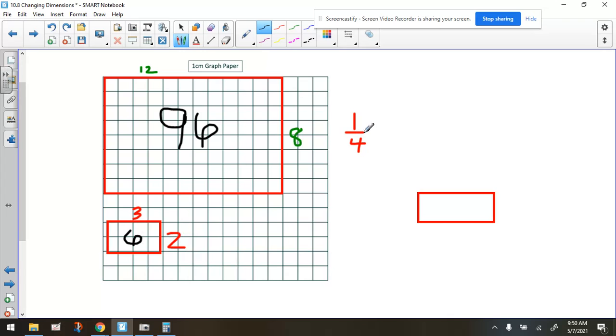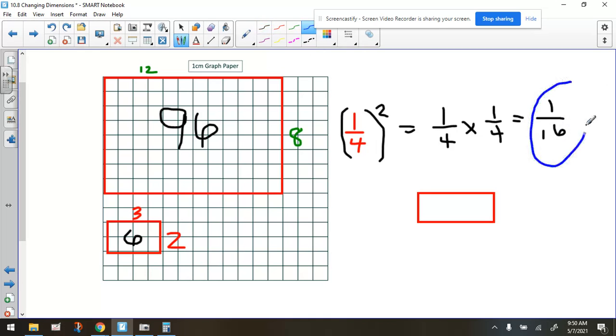Now, if you're wondering what you have to do to 96 to get 6, we're trying to figure out how the area is impacted. Did you know that if we square this, that's the same thing as 1/4 times 1/4. And 1/4 times 1/4 equals 1/16. So guess what, people? It's not an accident that if I take this number and multiply it by 1/16, which remember is the same thing as dividing by 16, if I take 1/16 of 96, I would get the 6.